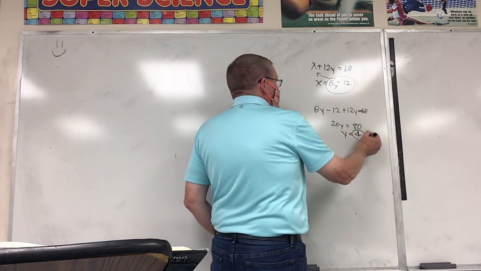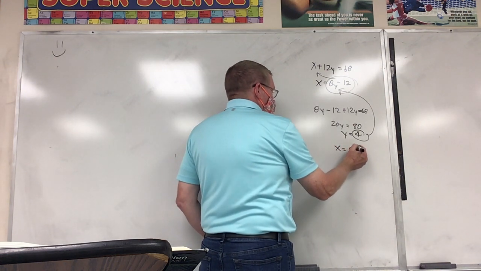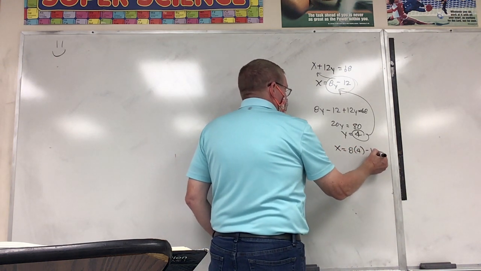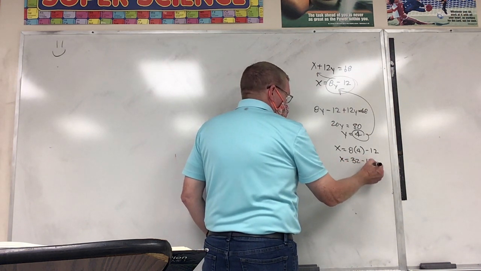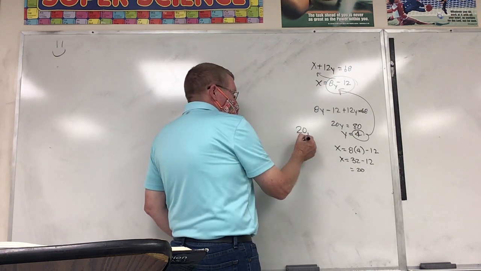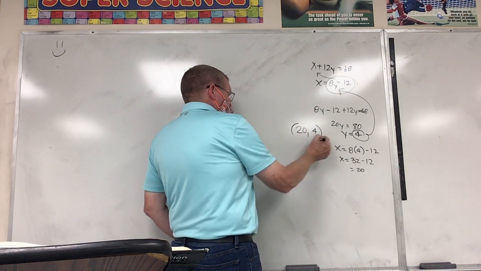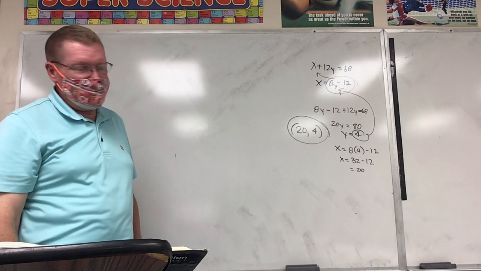Substitute the 4 back in for y. x equals 8 times 4 minus 12. So x equals 32 minus 12, which equals 20. Always put it in ordered pair form. x first, y second. 20, 4 is my answer.